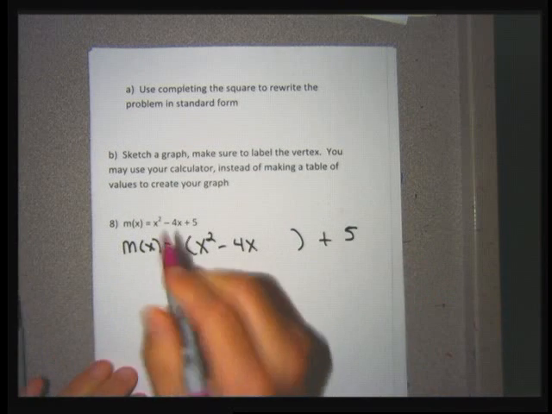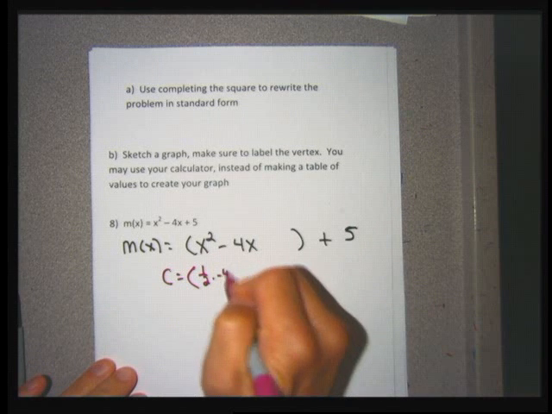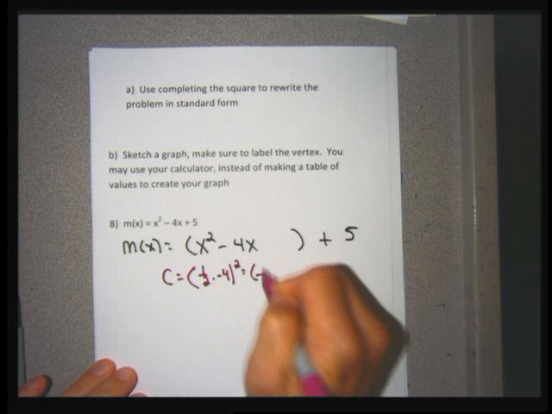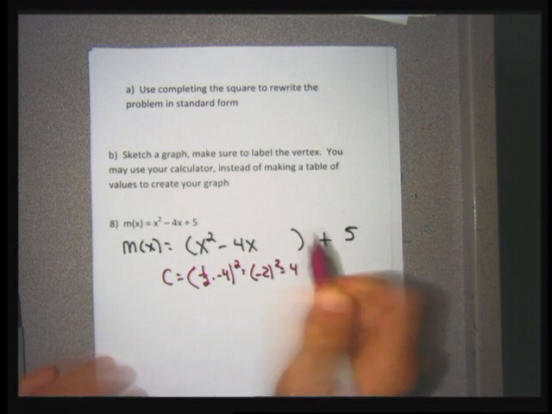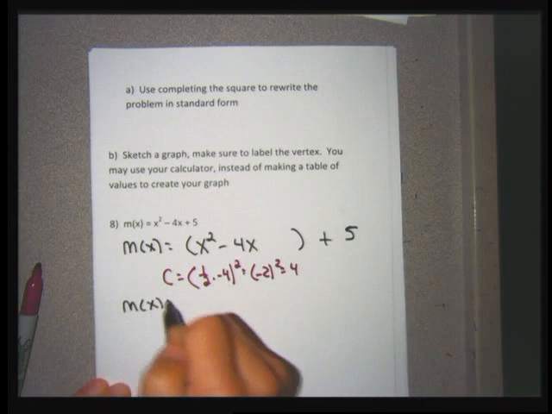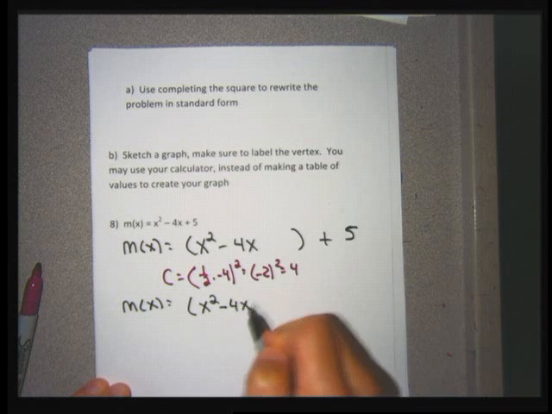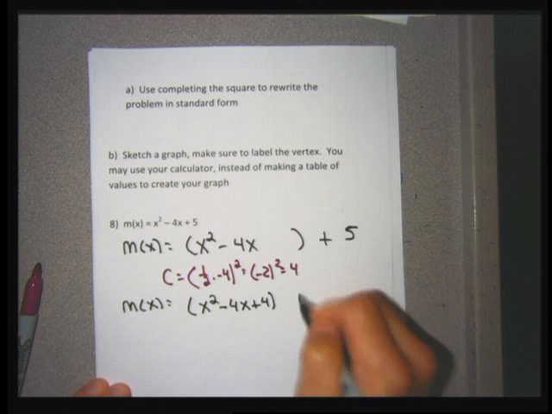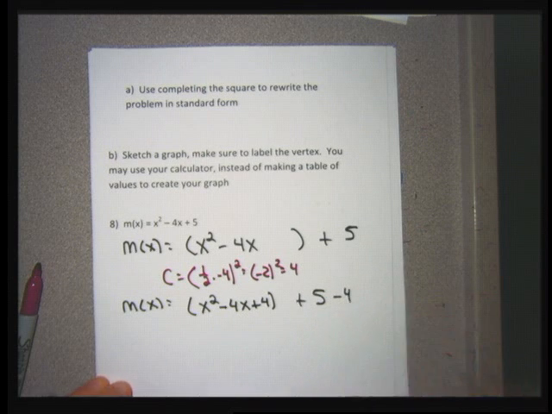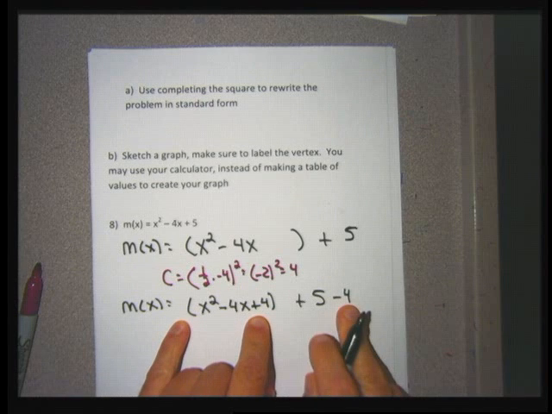Now I'm going to find the c. c is half of negative 4, squared. Half of negative 4 is negative 2. Negative 2 squared is 4. I'm going to simultaneously add and subtract 4. So I'm going to get m of x equals x squared minus 4x plus 4, and I'm going to go plus 5 minus 4. Because I added 4 without a number in front of the parentheses, I need to subtract 4.